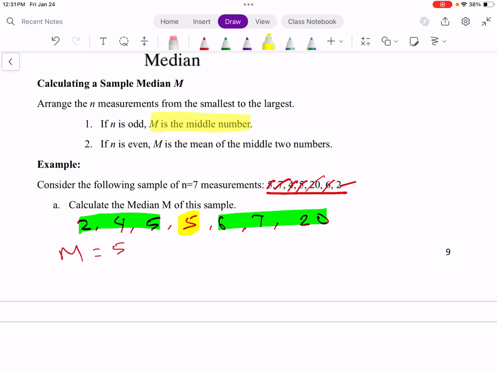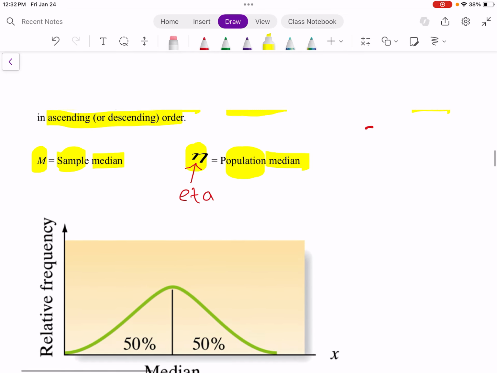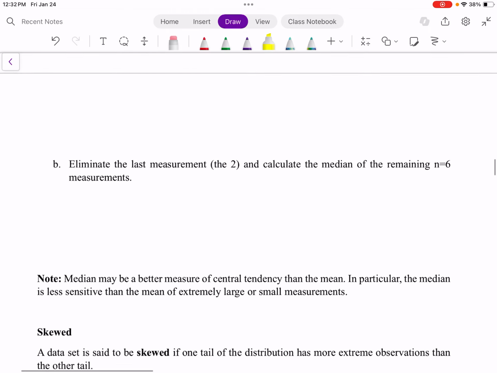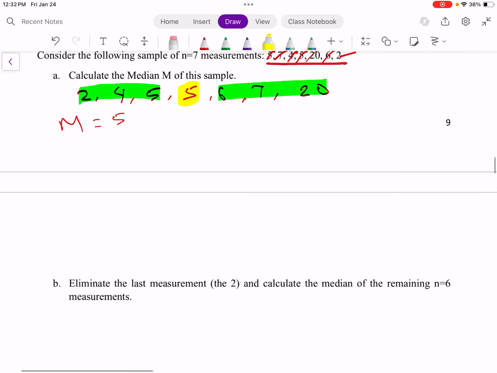Sometimes we might have an even number of measurements, and if that is the case, the median is the middle of 2 numbers. Okay, so let's find that.